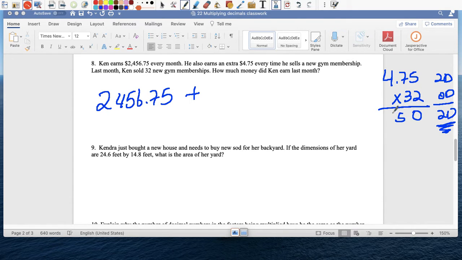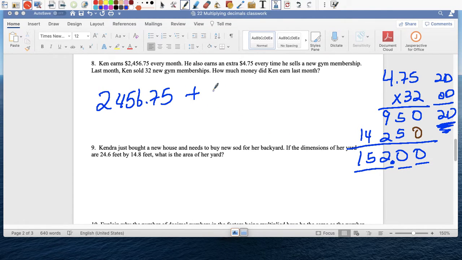We multiply. Second line, we add a 0. Now we multiply. 3 times 5 is 15, 2 goes to 1. Two decimal places, we put the decimal here. So he gets an extra $152.